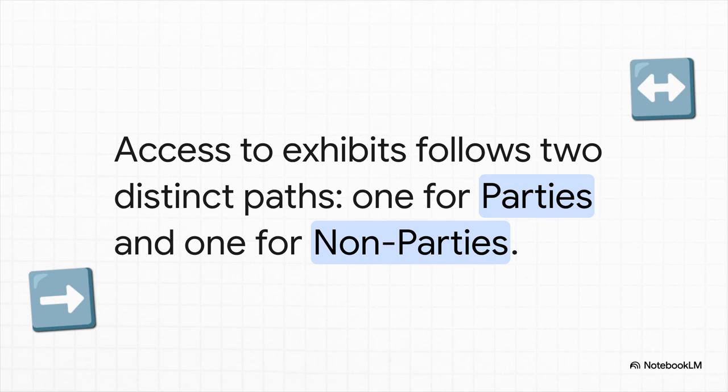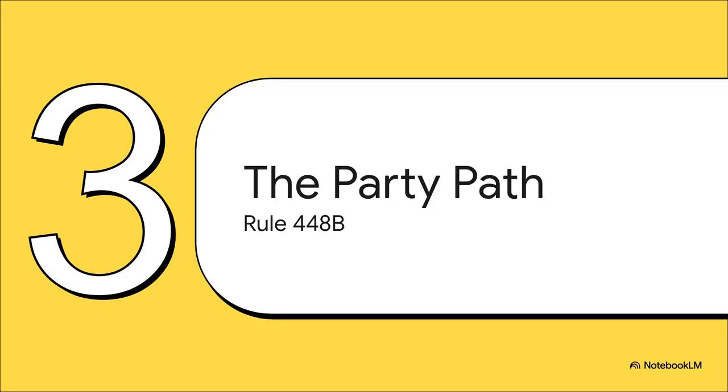Okay, so here is the most important concept in all of Part 9. Think of it as a fork in the road. The rules create two completely separate pathways, and which path you take depends entirely on one simple question. Who is asking for access? Is it a party to the case, or is it a non-party, like our journalist? First, let's go down the easy path, the one designed for people who are already involved in the case.